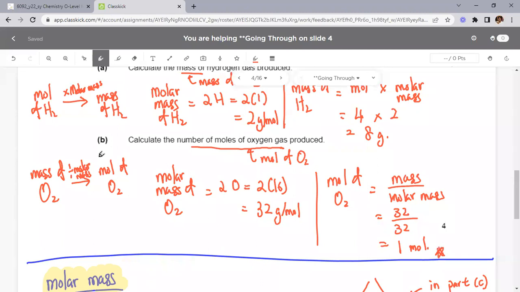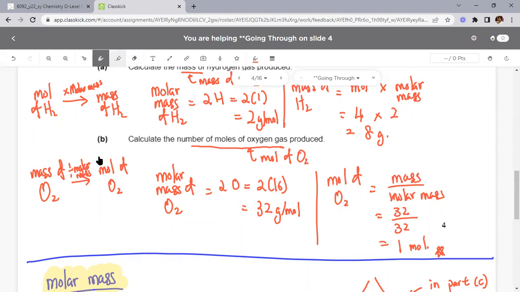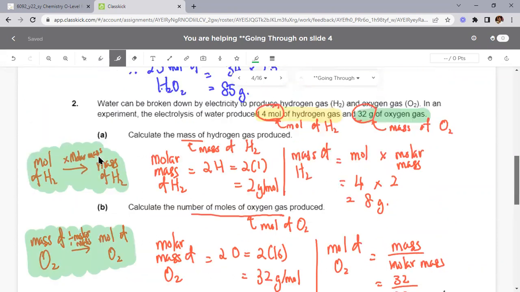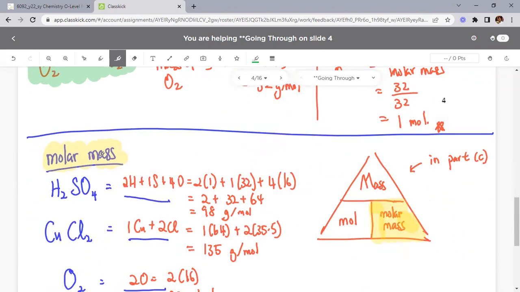So what we have done is learn how to convert mass to mole and mole to mass. We have learned how to calculate from mole to mass, and from mass to mole, and we have based it on this triangle.